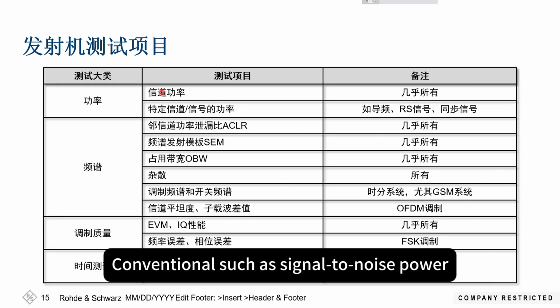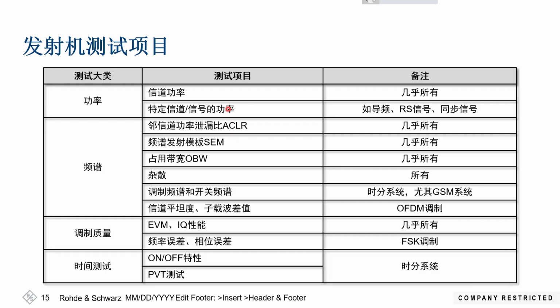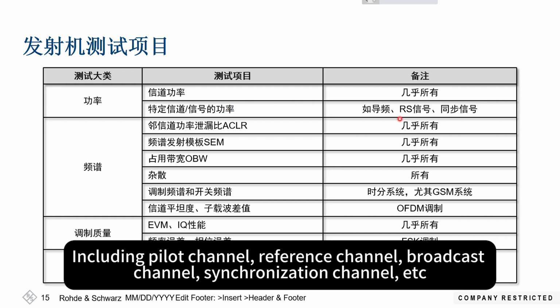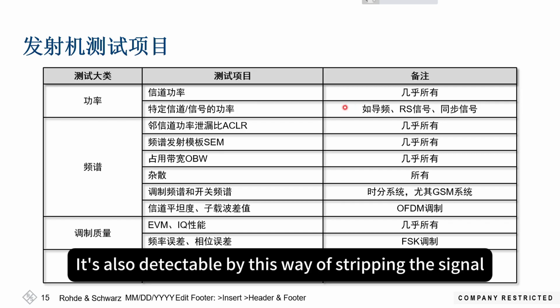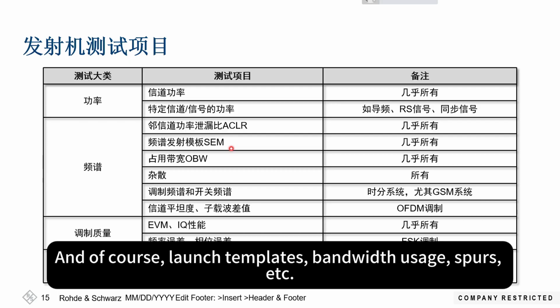Conventional ones are such as signal-to-noise power, for specific signals such as the Wi-Fi, 5G, and 4G signals just mentioned. At this time, I may pay attention to some specific channels, including pilot channel, reference channel, broadcast channel, synchronization channel, etc. It's also detectable by this way of stripping the signal. What about the spectrum? The most important thing is the ACLR of all digital transmitters. And of course, launch templates, bandwidth usage, spurs, etc.